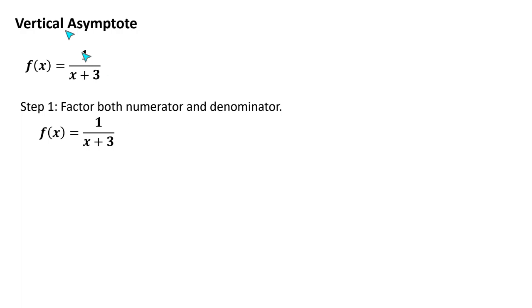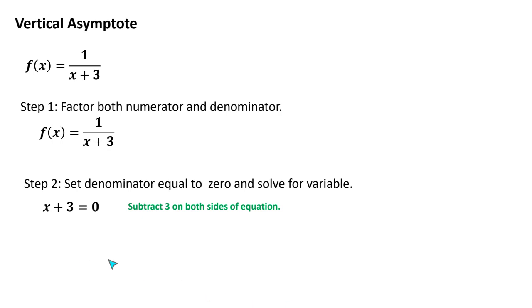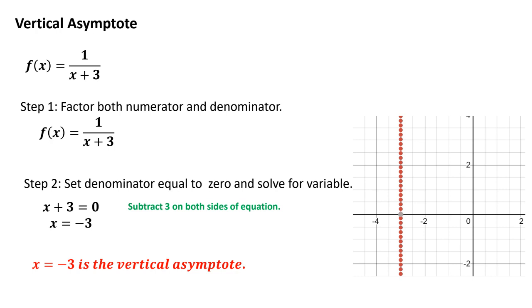Okay, so let's look at this example. So we factor both the numerator. Since I have a 1 that's already factored. So we have x plus 3. That's going to be already factored. And so we're going to set the denominator equal to 0 and solve for x. So x is negative 3. So x equals negative 3 is going to be your vertical asymptote. So we use a dotted line. Give me a quick second.